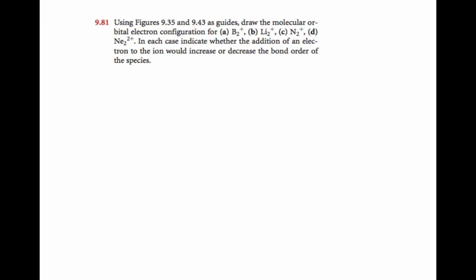All right, use figures 3.5 and 9.43 as guides. Draw the molecular orbital configurations for B2 plus, Li2 plus, N2 plus, and Ne2 plus. In each case, indicate whether the addition of an electron to the ion would increase or decrease the bond order of the species. All right, so in order to write these electron configurations, we have to recognize again what's going on with molecular orbitals.